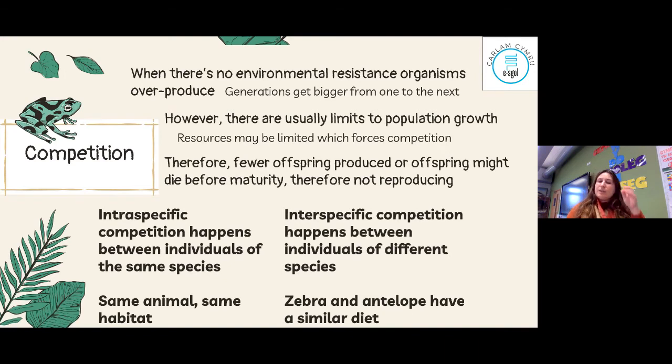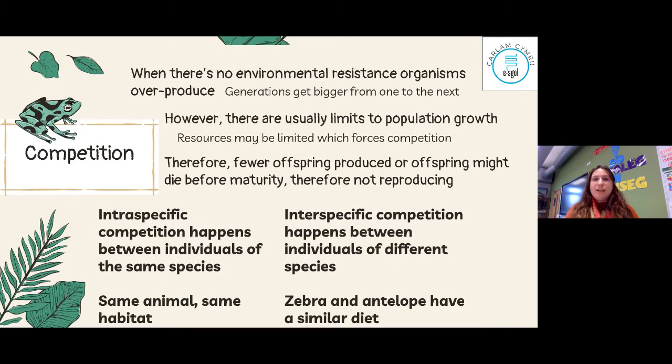I've written lots on this slide to help you. When there's no environmental resistance, organisms overproduce, so their generations get bigger and bigger from one to the next. However, that's really uncommon in a natural environment, and there are usually limits to population growth. Resources can be limited, which forces competition. There can also be predator-prey relationships, which obviously brings about its own sort of competition.